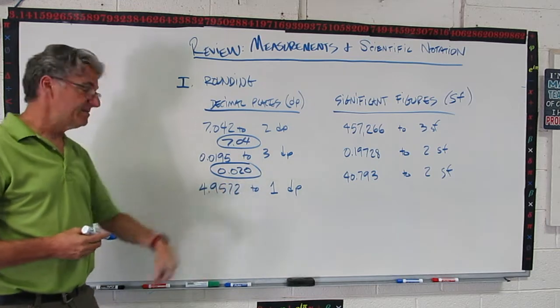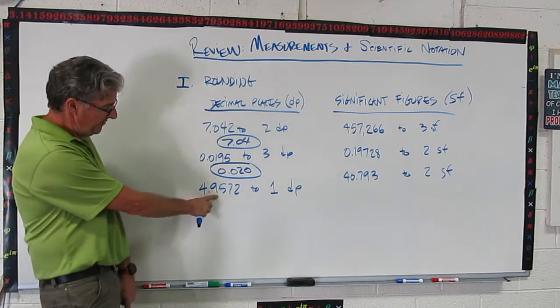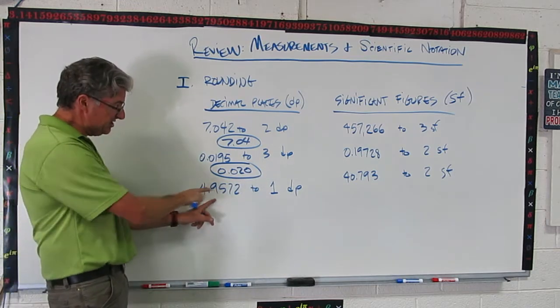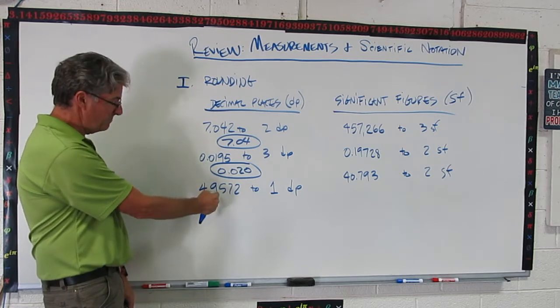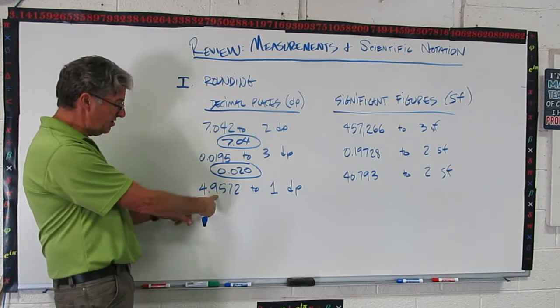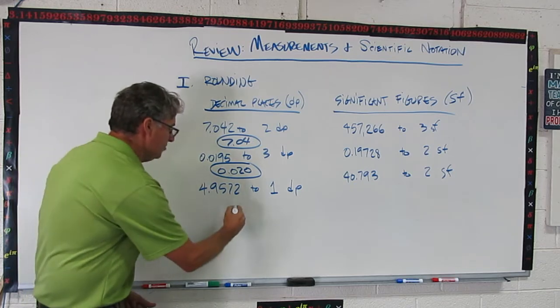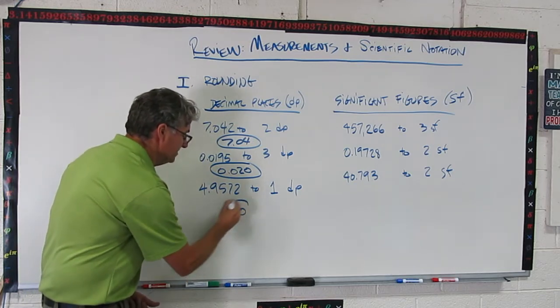4.9527 to 1 decimal place. Where's that 1? That's right there. So we look to the next one. That's a 5. That means we bump the 9 up. That's going to go 0 and increase this. So 1 decimal place here will be 5.0.